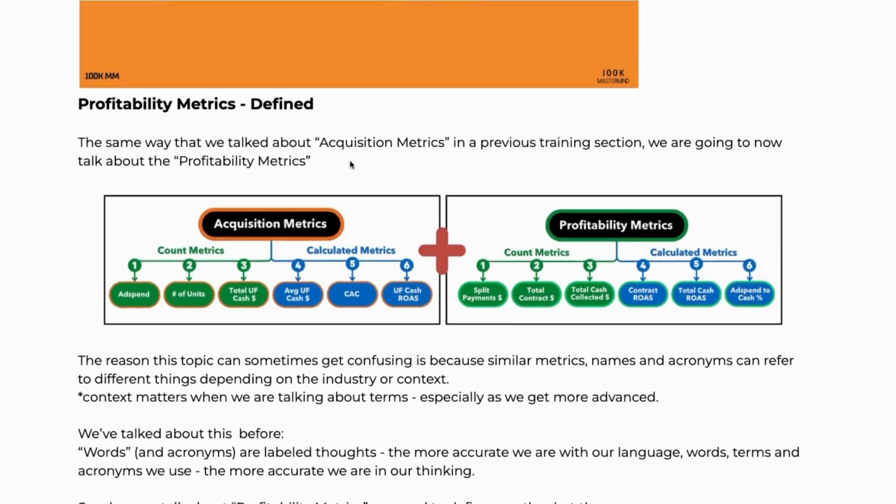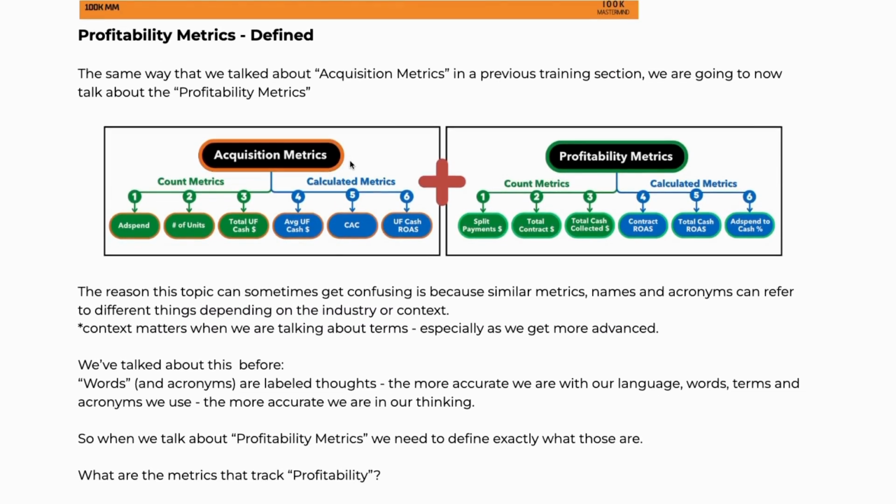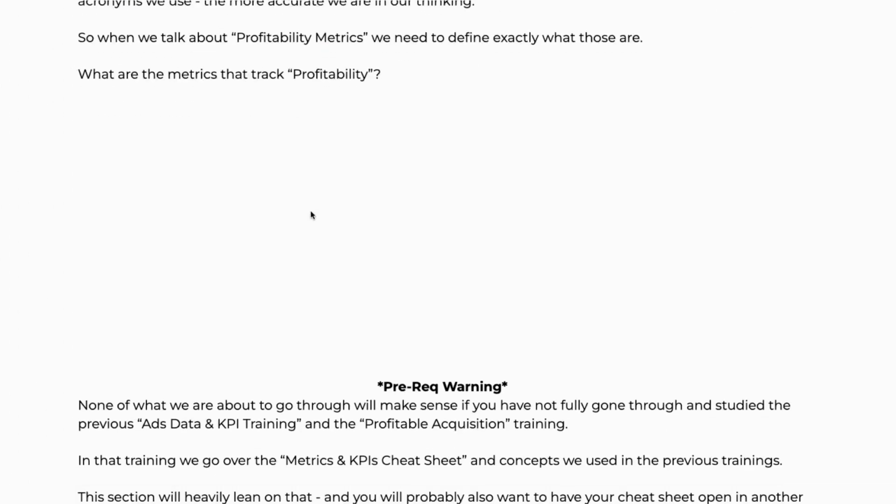And we've talked about why it's important to define these terms and these metrics. As you learned later on, before we talked about the acquisition metrics, we said like CPA, cost per action. Very confusing depending on the context, depending on the industry. All of it has different meanings, right? And so it's very important for us to actually define this so we can say, when we say profitability metrics, what the heck are the actual profitability metrics?